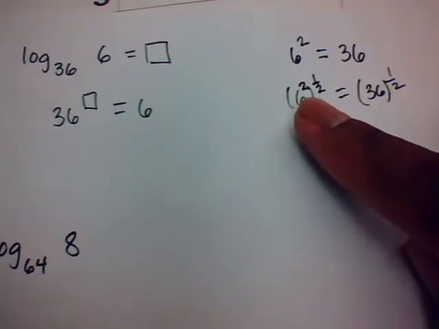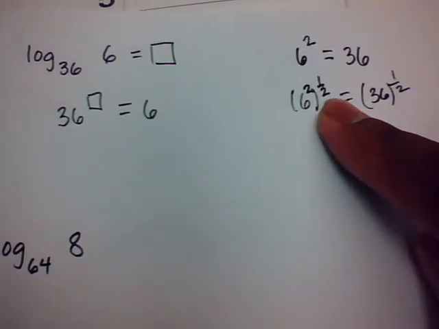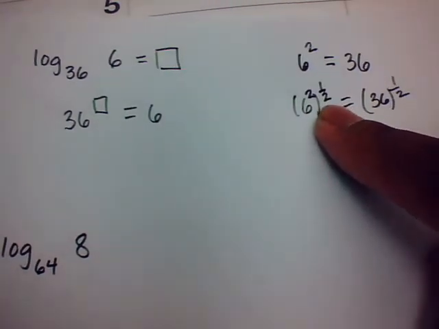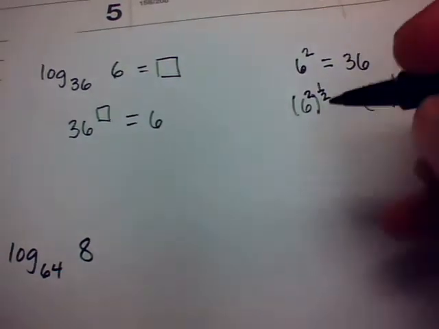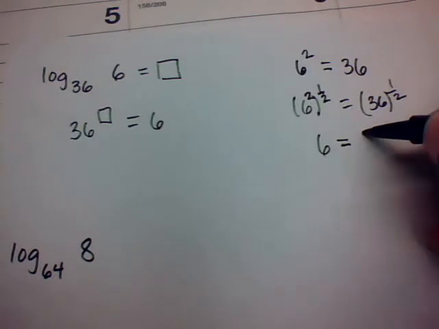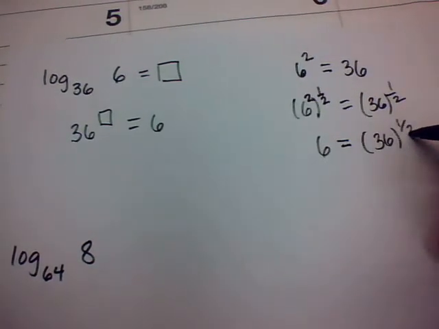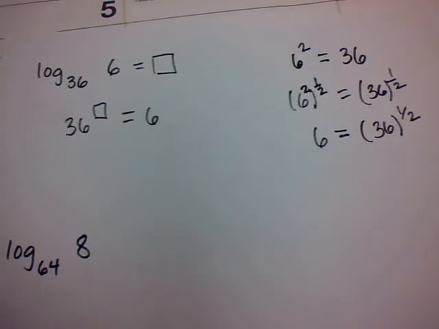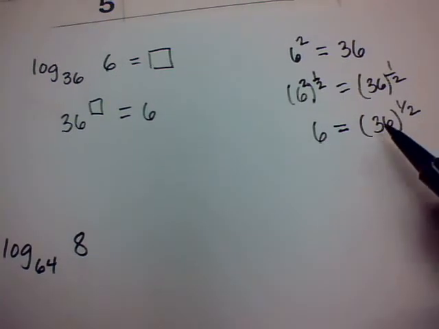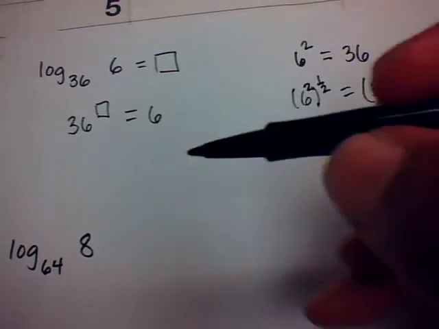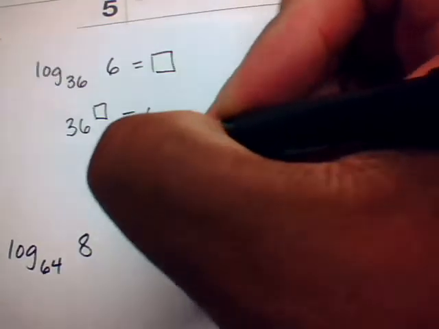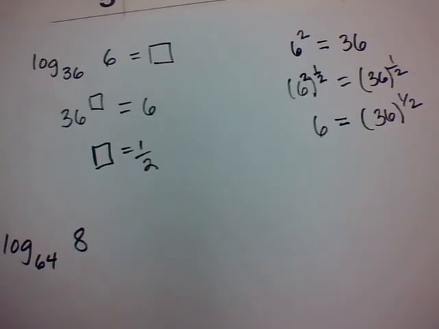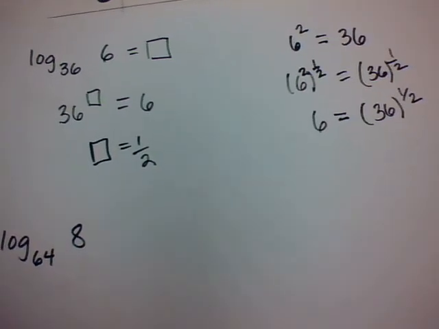Well, there's a rule that says if you raise a power to a power, you multiply your exponents. So here, we're going to do 2 times 1/2, or you can think of 1/2 of 2, which will be 1. So that'll be 6 to the 1, which will just be 6. And that's equal to, now bring down, 36 to the 1/2. Okay? Now I can see what my missing exponent is, because 36 to the 1/2 gives me 6, so that means that missing exponent is simply 1/2. So log to the base 36 of 6 would be 1/2.